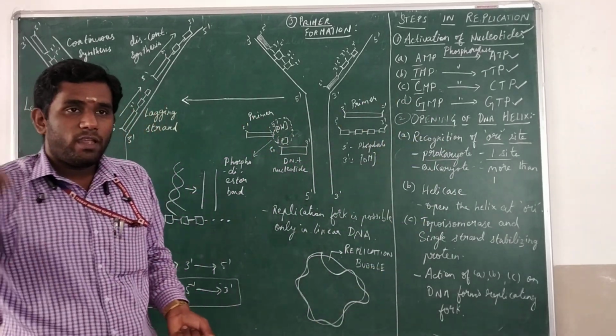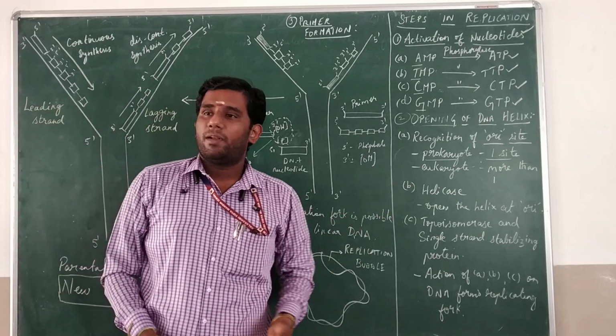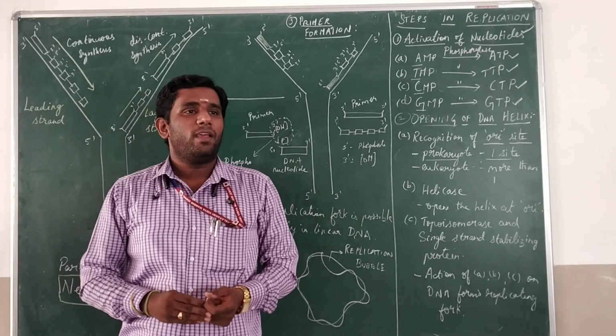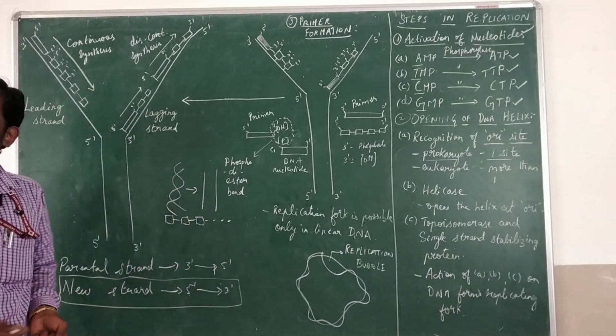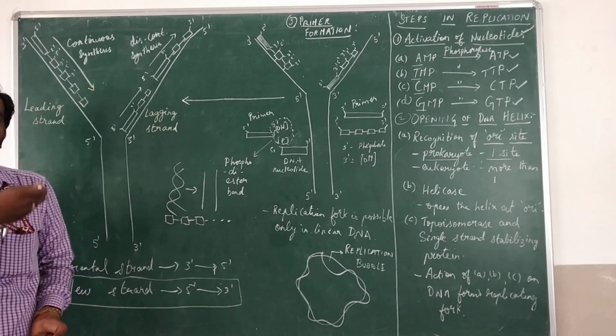Is it clear? So helicase will go there, and what will happen? The helicase will act at that particular place and open the helix, which means this helical structure is broken. How does it do that? It breaks the hydrogen bonds in between.